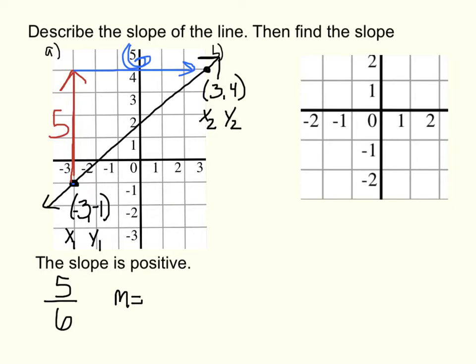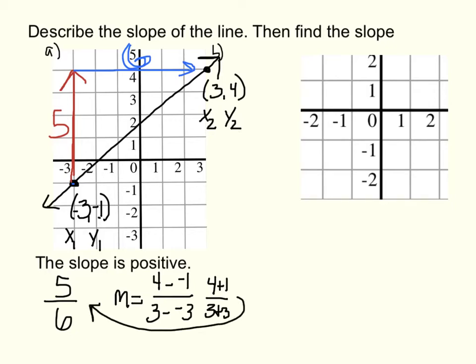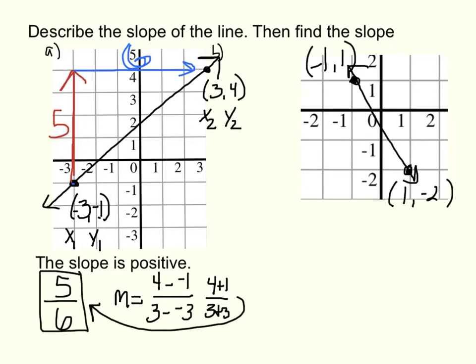So I'm going to subtract 4, which is the 4 right here, minus the -1 that's down here, over. Now I subtract my x's on bottom. 3 minus -3. A minus and a negative make a plus, so this becomes 4 plus 1 over 3 plus 3, which gives me the same answer as 5/6.